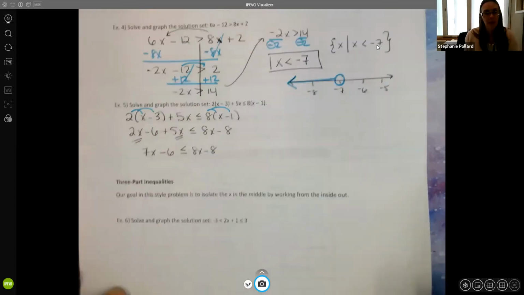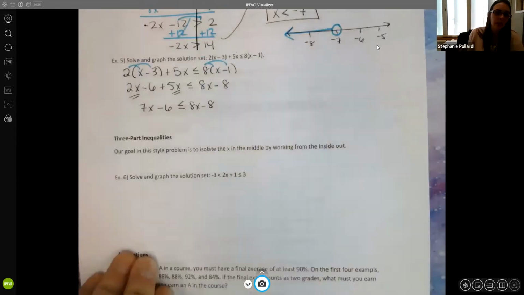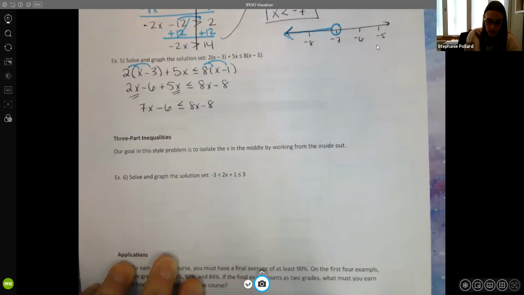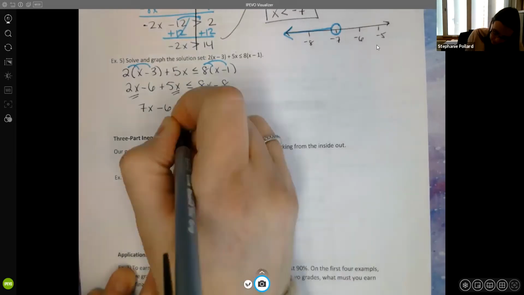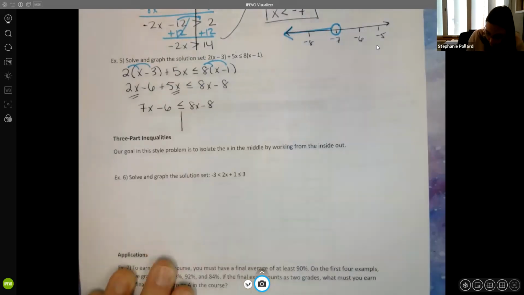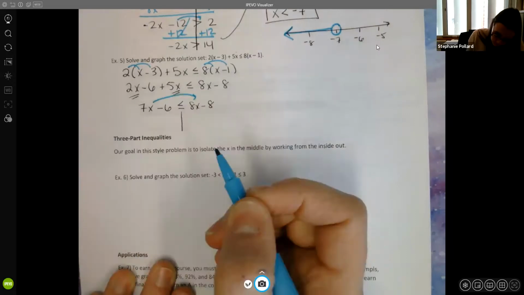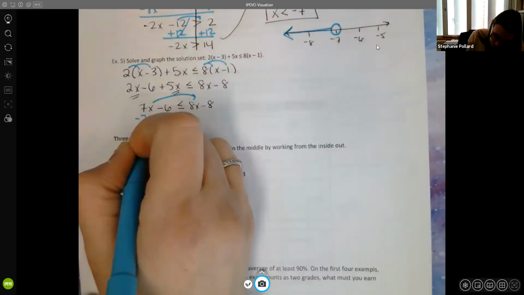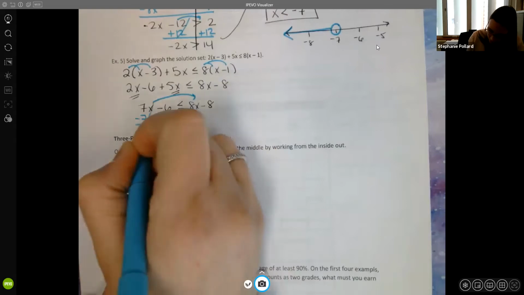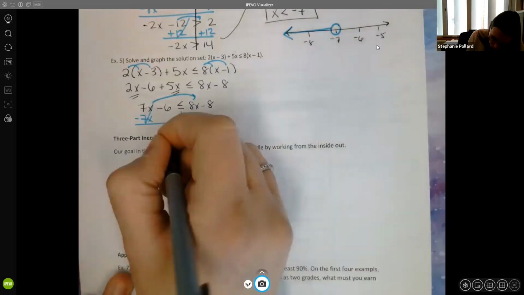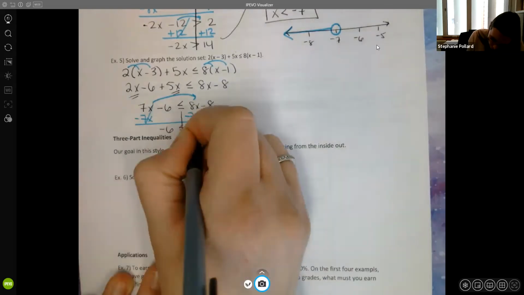Now, I want to mix it up this time. Instead of bringing my x to the left, I'm going to bring it to the right, because I know some students would like to do that. Notice that if we bring the x to the right, I could keep my x positive, which sometimes makes it a little bit easier. I will say though, when you bring your x's to the right, it can be a bit tougher to graph. And I'll show you that in a second.